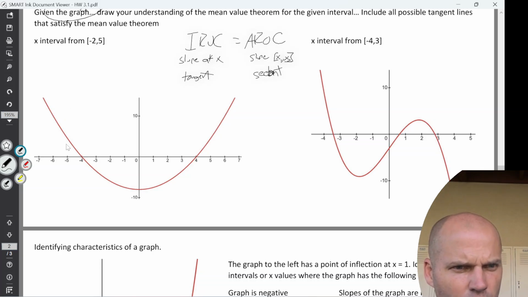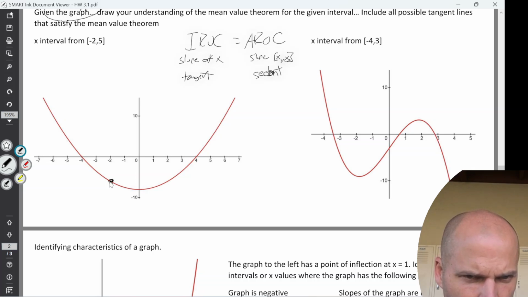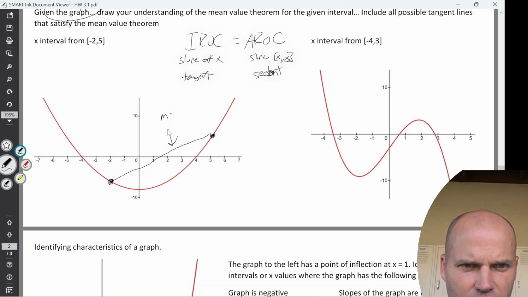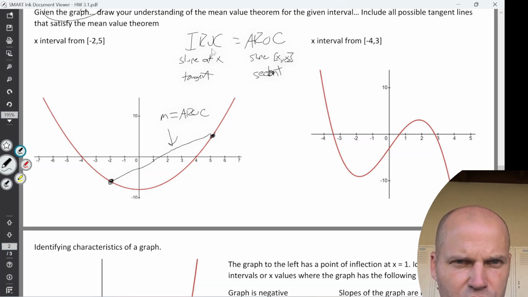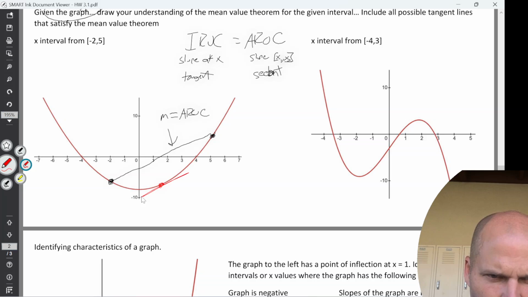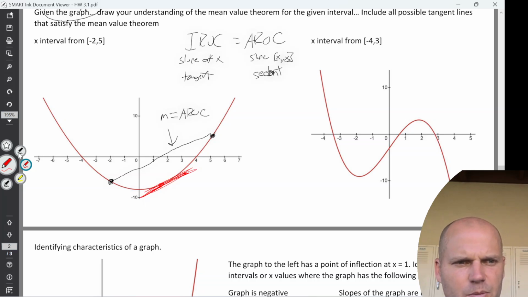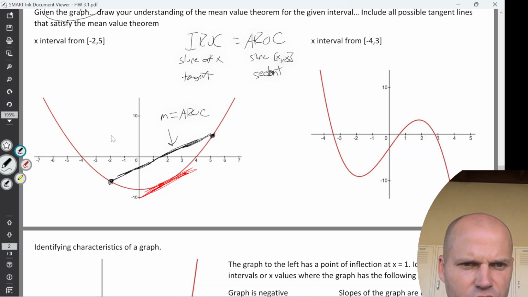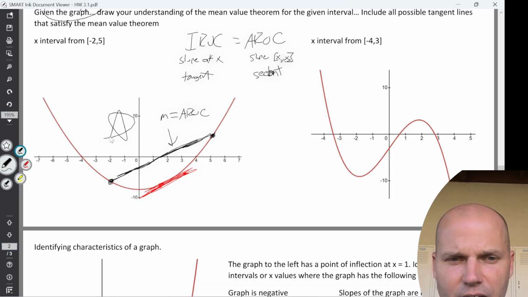Great. From -2 to 5. There's the y's. This is the visualization of the secant line. The slope is the average rate of change. For slopes to equal each other, you need to create parallel lines. I would say probably right around here, we can see a tangent slope that is parallel to / equal to the secant slope. My friends, this is the visualization of the mean value theorem.